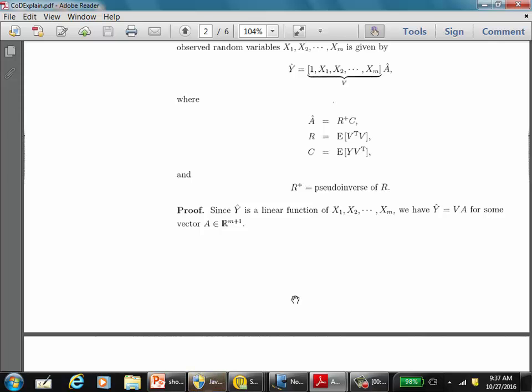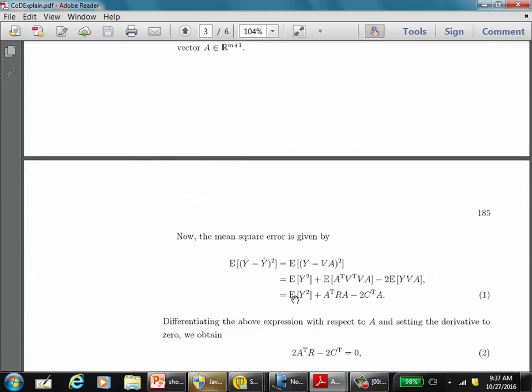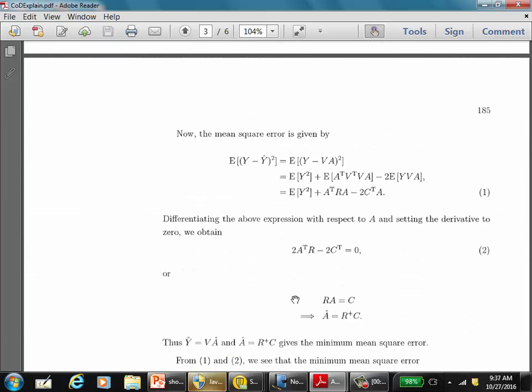Since y hat is a linear function, it is a linear combination of the observed random variables, which you have put in that vector V. Then you take the difference between y and y hat, square that, and take the expectation. That's your mean square error. Then you write down the explicit expression, and you want to minimize it with respect to that vector A.